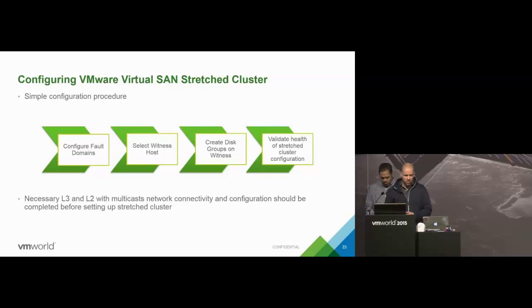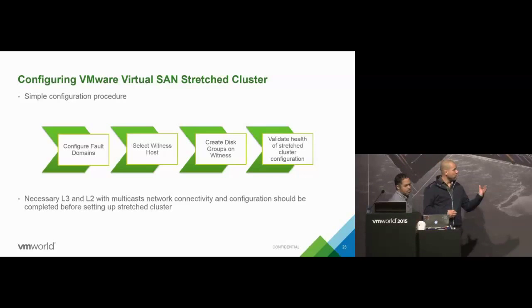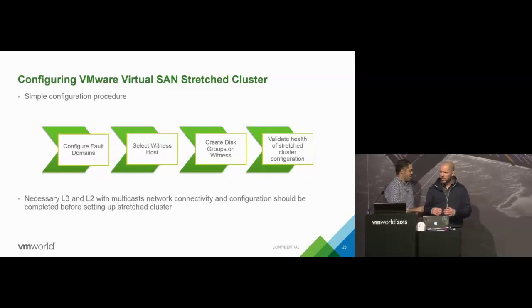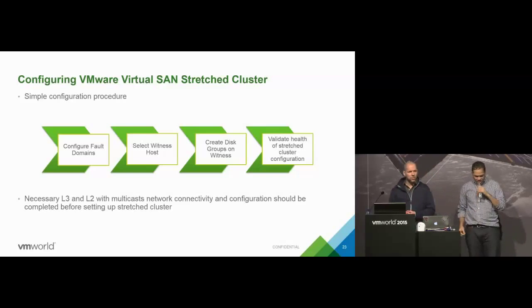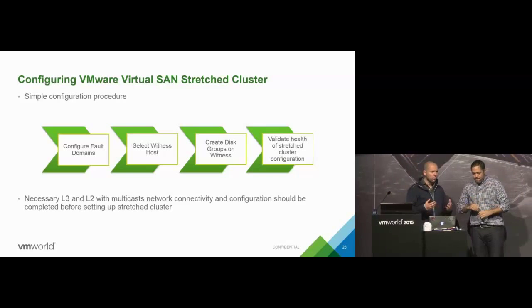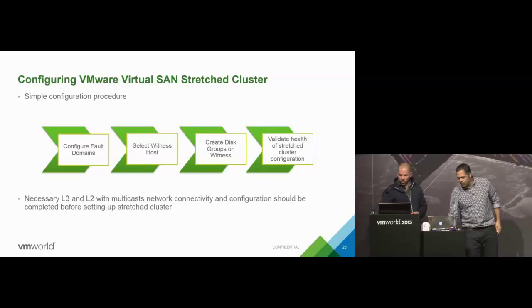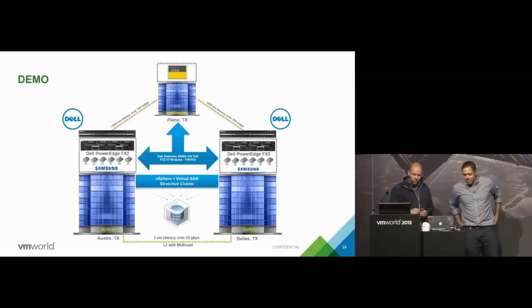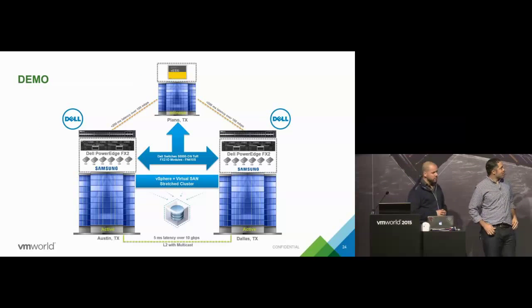So we're going to go over a couple of steps. We're going to configure the fault domains, which is the essential part of Virtual SAN itself, the stretched clustering aspect. We're going to define the witness host. We're going to create the disk groups on the witness host, and then we'll look at the health of the cluster itself. We'll look at some of the components of the cluster, where they are placed, and then we'll introduce a failure. Before we do, I will show you the environment itself.